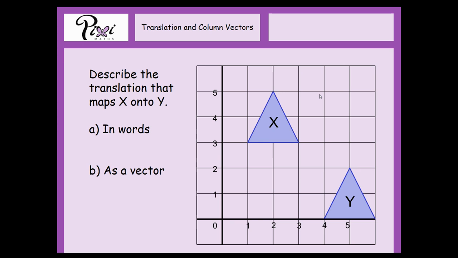All right, so again, you want to pick a particular point on X and then make sure you're looking for that particular point on Y. So if we go with this top one up here, I'm going to go 1, 2, 3 to the right, and 1, 2, 3 down to get to the top of Y. And as a column vector, then it's 3 in the positive direction going right and 3 going in the negative direction, and hence down, for the vector.